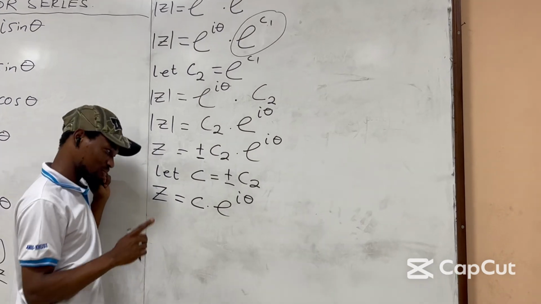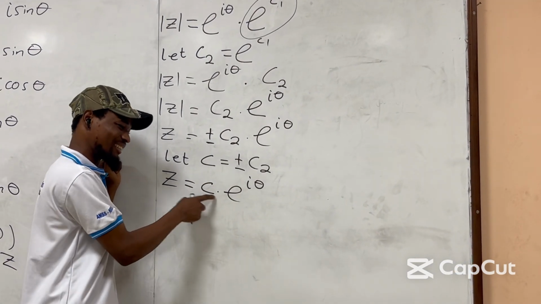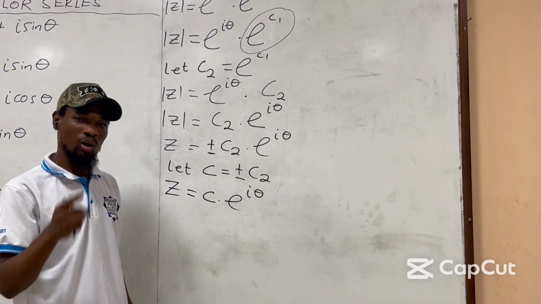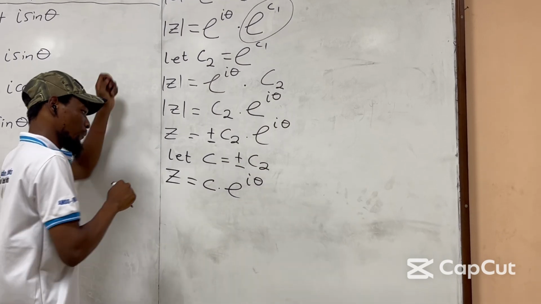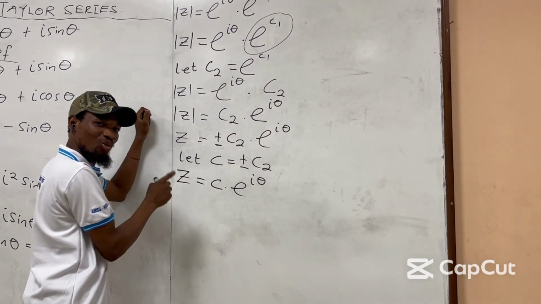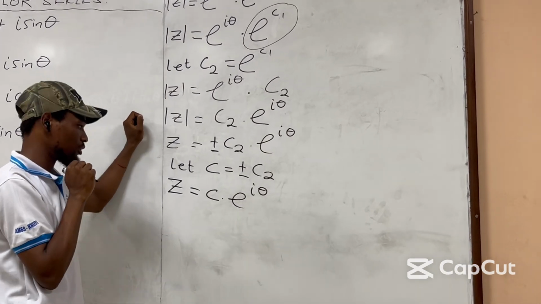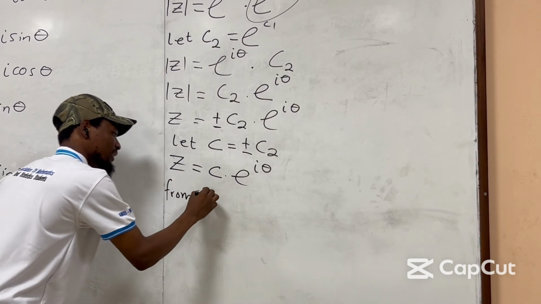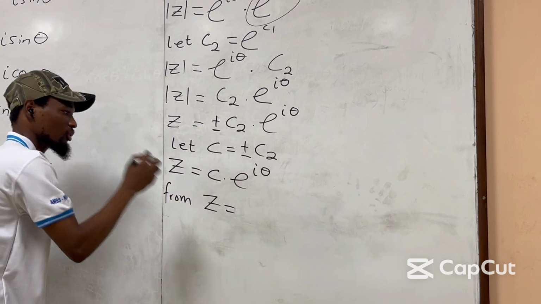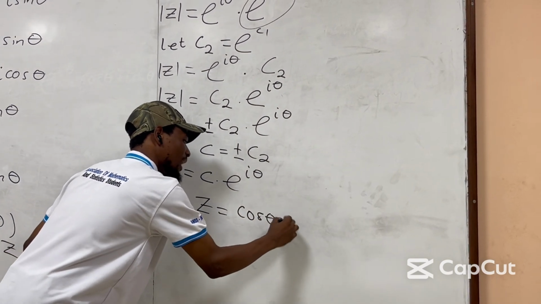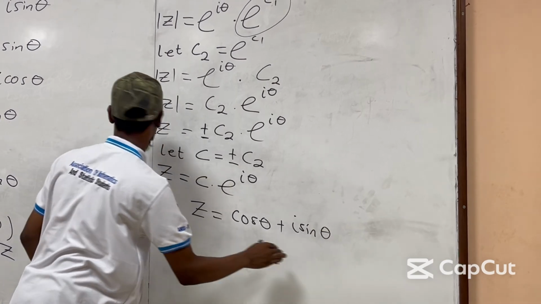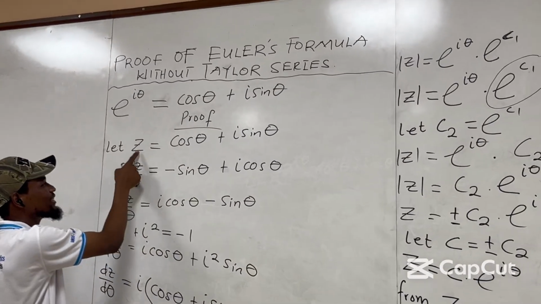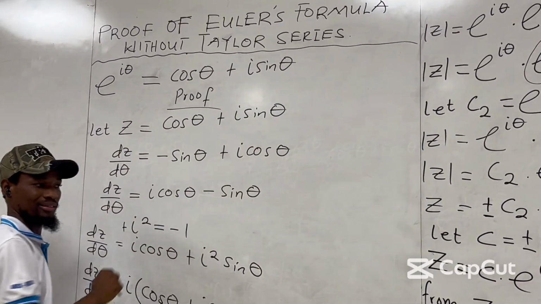Now, obviously, or by intuition, c is 1, but you can't conclude that way. So what do we have to do? You have to show that c is equal to 1. So now, we know that z is equal to cos theta plus i sin theta. Why this? Remember that we said let z equal the whole of that.